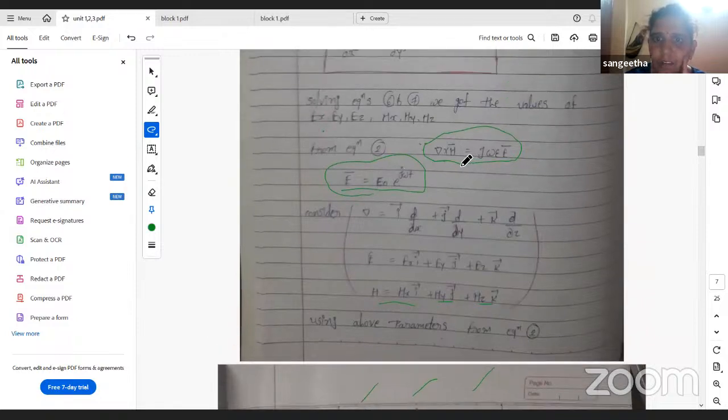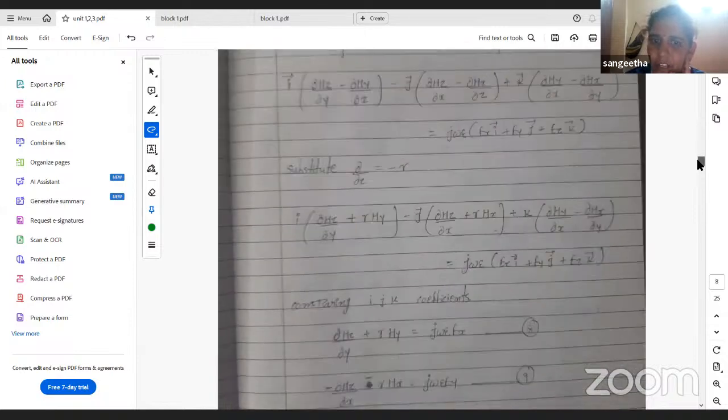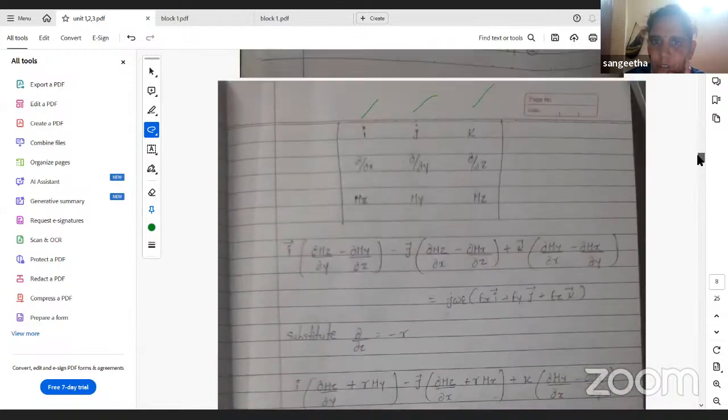Here, del cross H. I am writing for del cross H: i, j, k, dou by dou x, dou by dou y, dou by dou z. Now, I times cross multiply. What will you get? Dou Hz by dou y minus dou Hy by dou z.